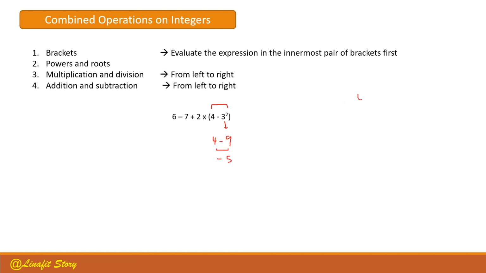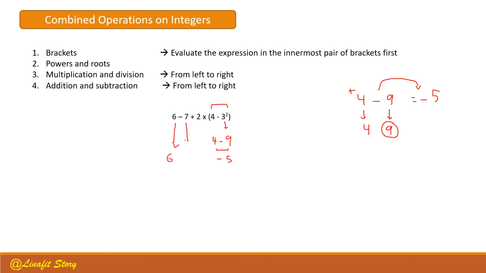Why negative 5? Take a look over here. 4 minus 9. This is positive 4. This is negative 9. The absolute value of positive 4 is 4. The absolute value of negative 9 is 9. Which one is greater, 4 or 9? 9 is greater. So you just copy its sign. So the result is negative. The difference between 4 and 9 is 5. So the answer is negative 5. And after that, you may copy the rest.